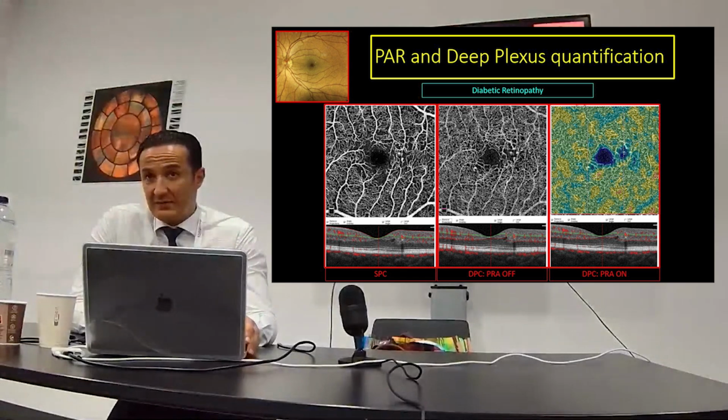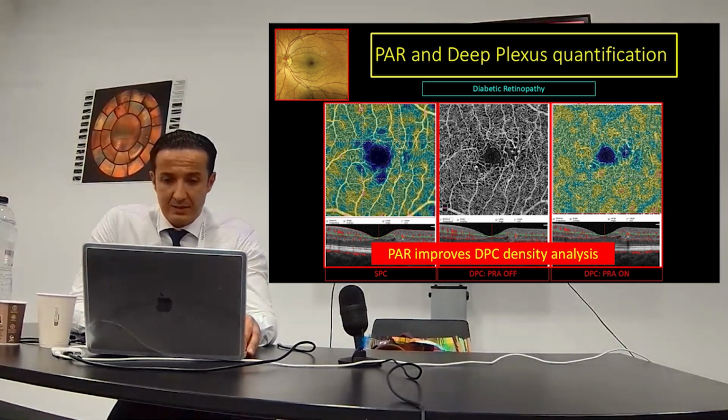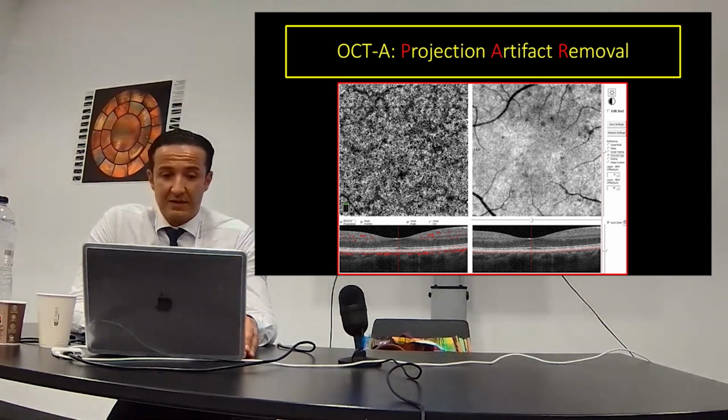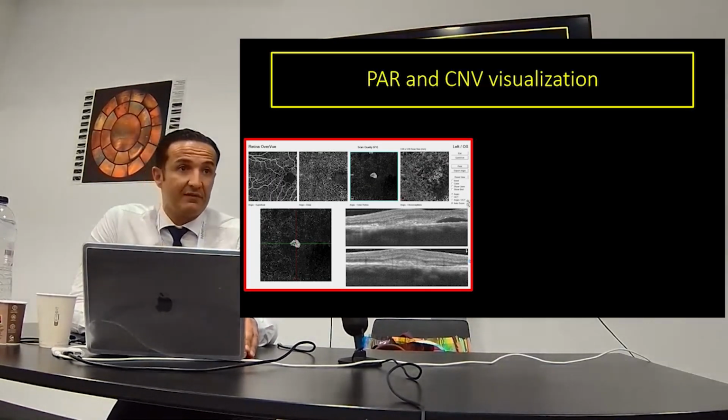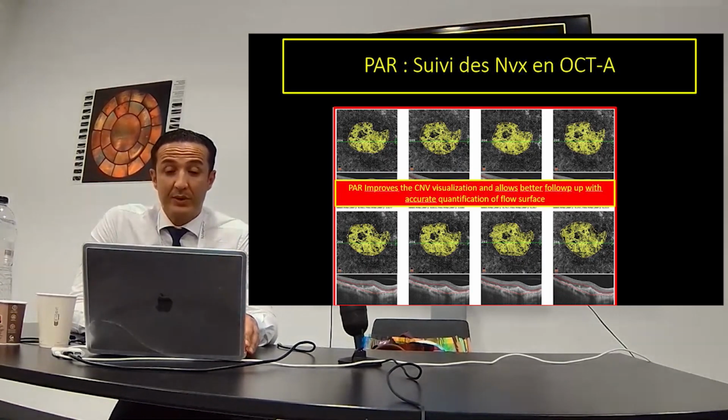When you don't have PAR, and when you have PAR, you have a very good representation of your vascular density with this projection removal. And look, also in the choriocapillaris, you remove this projection artifact in order to better identify the presence of the CNV, of the decorrelation signal within the outer nuclear layer segmentation. And here we can compare with the OCT angiography overlay on the B-scan, so we can isolate the decorrelation signal and improve the follow-up of CNV.